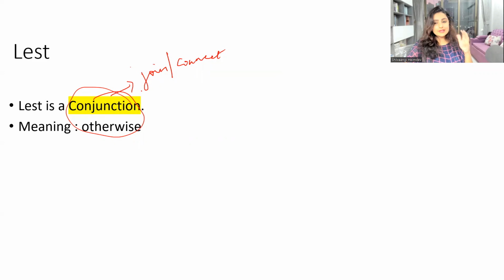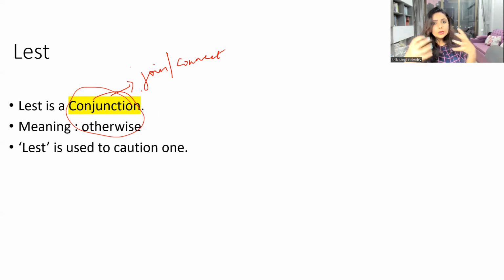Otherwise. So, study well, otherwise you will fail. So otherwise is nothing but lest. Instead of using otherwise, you can make use of lest. When do we use it? It indicates caution, it indicates warning. So in order to make someone cautious about the consequences, in order to warn someone about the consequences, you can make use of this conjunction, this word lest.